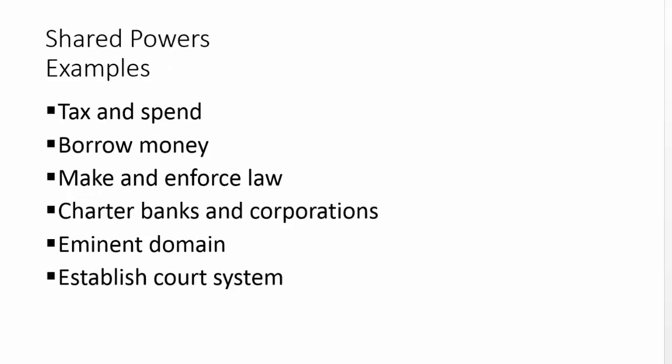Examples of shared power: taxing and spending, borrowing money, making and enforcing law, chartering banks and corporations, eminent domain, that is, taking of private property for public use, so long as there's just compensation, is a shared power of the national government and of the states, and to establish and operate court systems.